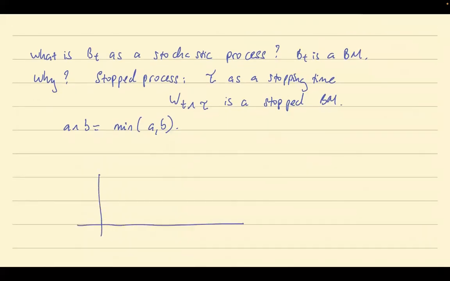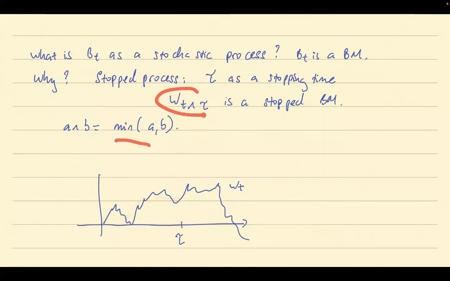It's very simple. Suppose you have a Brownian motion. It does what it does. Now tau is the stopping time. So this is W_t. A stopped process does what? If t is less than tau, then because it's the minimum, W_{t∧tau} is exactly W_t. But if t is bigger than tau, then it's just W_tau.